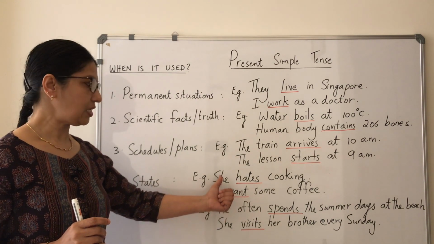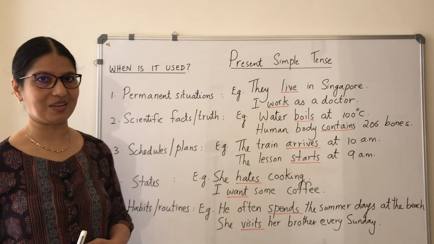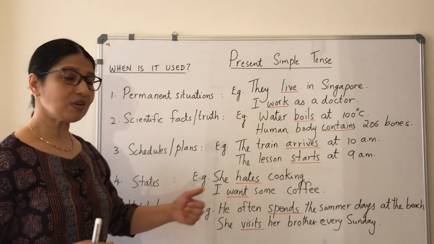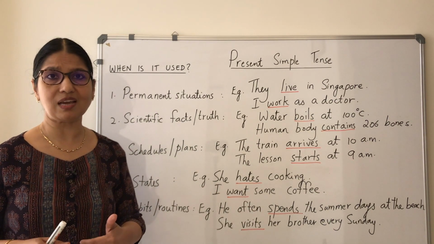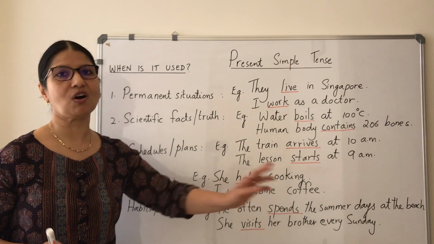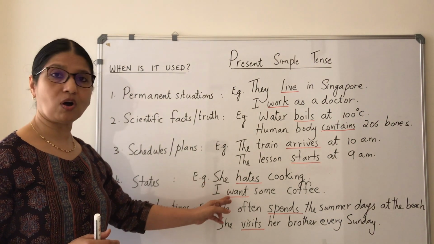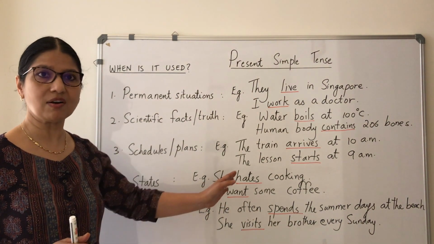I say she hates cooking, not she is hating cooking. Maybe I want some coffee now, but I don't say I'm wanting some coffee now. I say I want some coffee. So you can see that hate and want are state verbs. It's not an action verb.